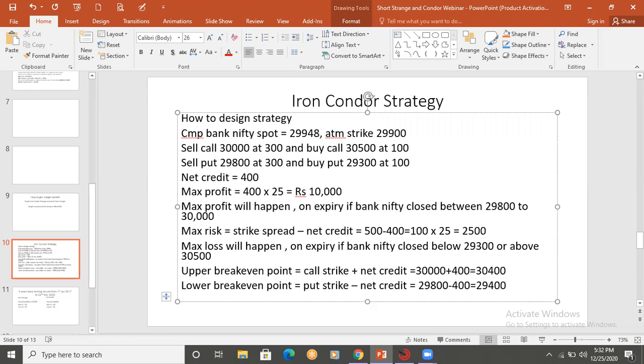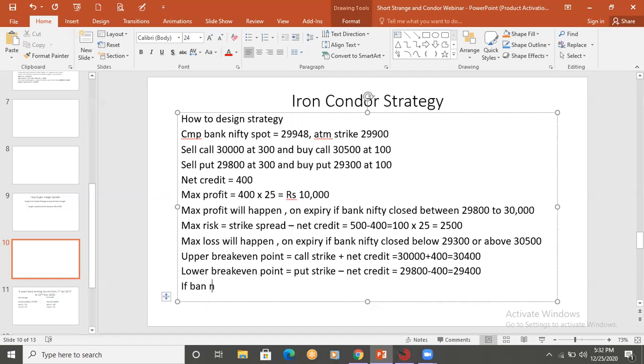29,400 is my lower break-even point. So as long as Bank Nifty is trading between 29,400 to 30,400, as a seller, I am in profit.